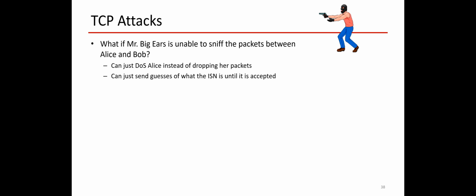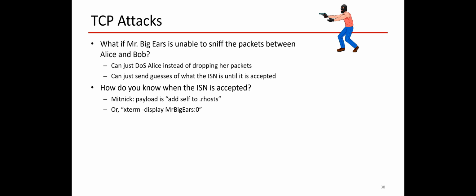So what if Mr. Big Ear is unable to sniff the packet between Alice and Bob? Then just DOS Alice instead of dropping her packet. Just send guesses of the ISN until it is accepted. That is a poor form of the attack. But as I know more and more information, I can attack more precisely and with high probability. So how do you know when the ISN is accepted?